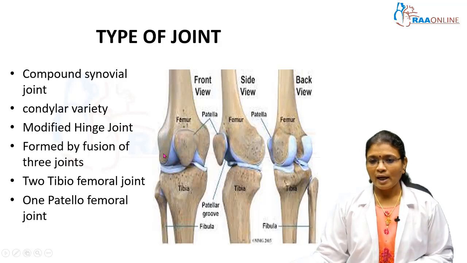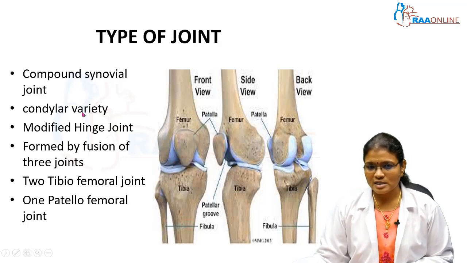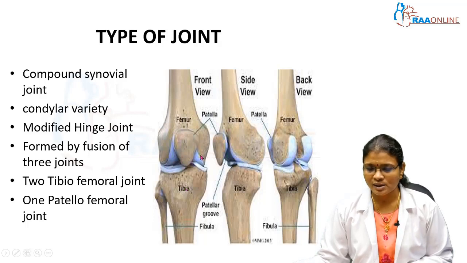of tibia, and the shape determines it as condylar variety. Depending upon the movement, the knee joint is called a hinge joint where flexion and extension occur, and including flexion and extension, the knee joint will also have some rotational movements, gliding movements, and rolling movements. That's why it's called a modified hinge joint. And how is this joint formed?